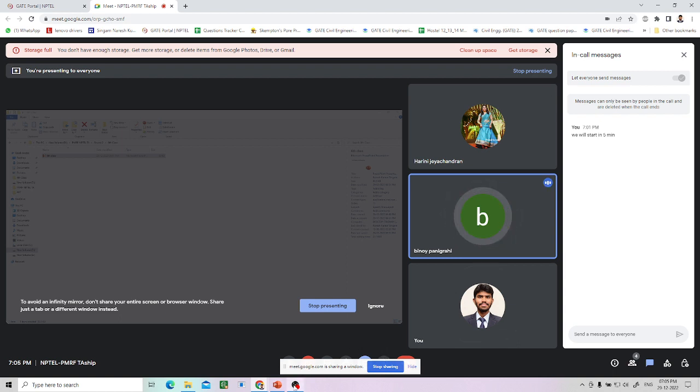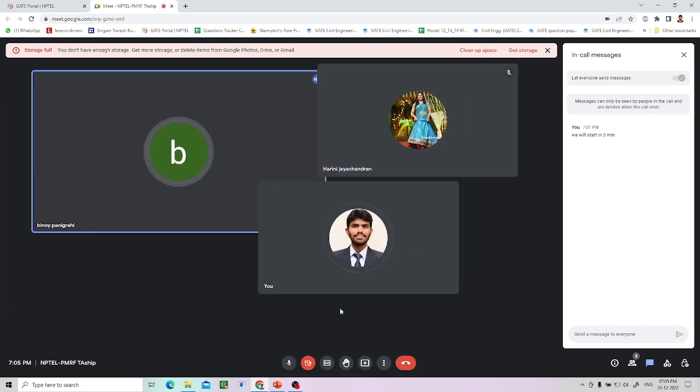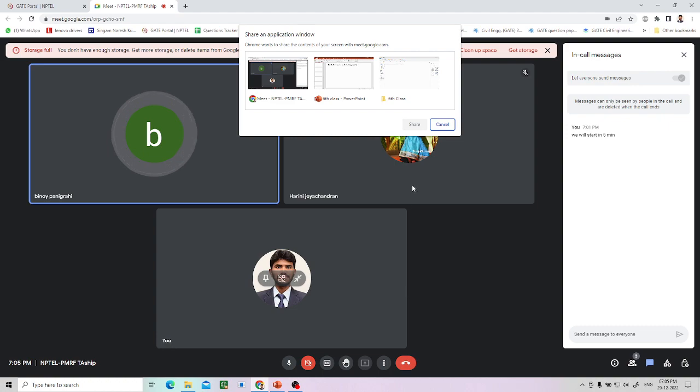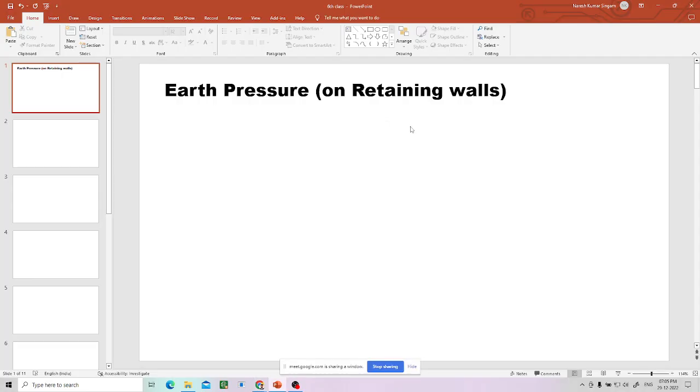Actually, earth pressure is the lateral component of the vertical pressure which is exerted on the soil. It is the horizontal component of the vertical pressure that is exerted, of the overburden pressure at any level. Okay, that's fine.